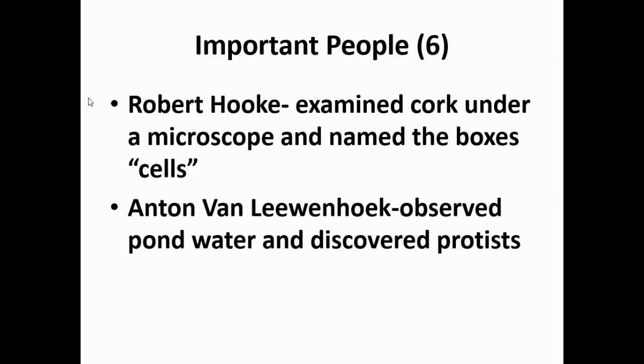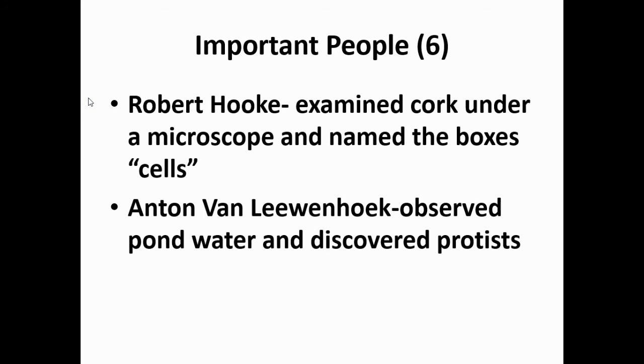Moving on, important people, there are 6 of them. The first one is Robert Hooke. He examined cork under the microscope and he named the boxes cells. He said it reminded him of being in a monastery and the monks all lived in cells. You guys thought I was going to say prison, didn't you?